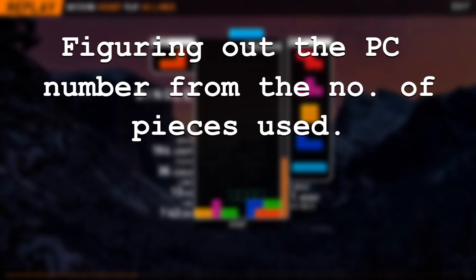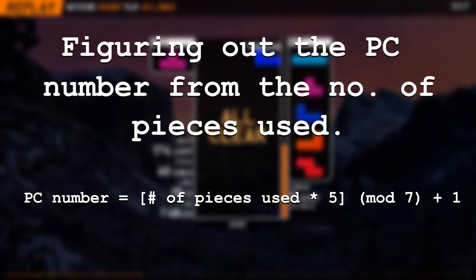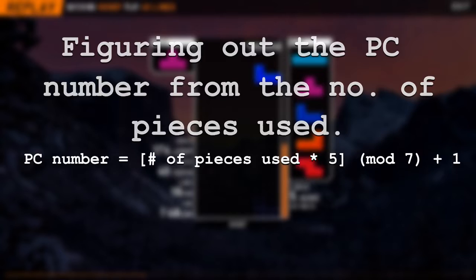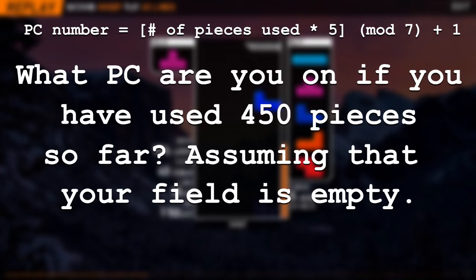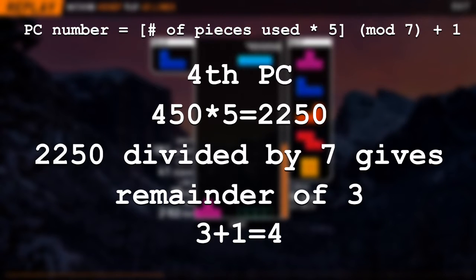If you want to figure out what PC you're on by using the number of pieces used, there is a formula for it. For example, what PC are you on if you have used 450 pieces so far, assuming that your field is empty? The answer is the 4th PC.